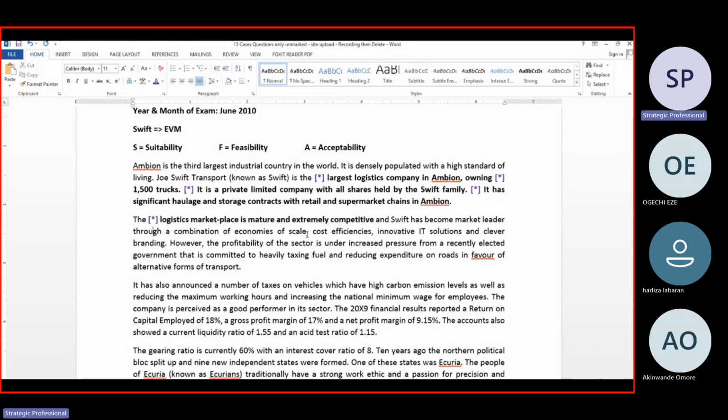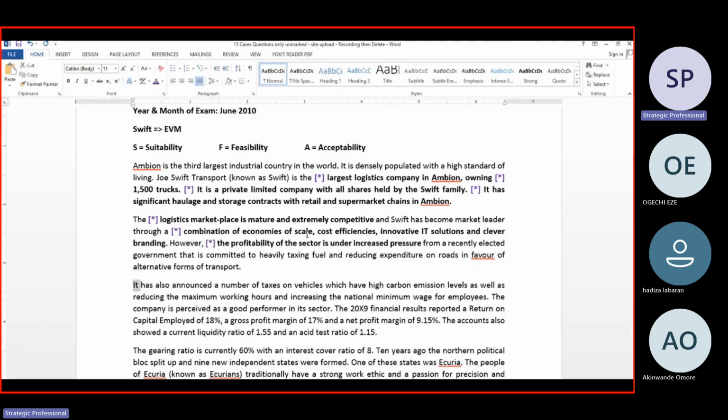And Swift has become market leader through a combination of economies of scale. So this company predominantly has done these things. They have a combination of economies of scale, cost, innovative IT solutions, and clever branding. So these are their strengths. However, the profitability of the sector is under increased pressure from a recently elected government that is committed to heavily taxing fuel and reducing expenditure on roads in favor of alternative transports. So that's how the sector is. So this is again an important point. The profitability of the entire sector seems to be under pressure from the government.